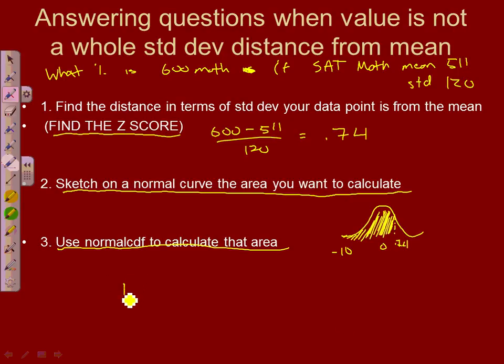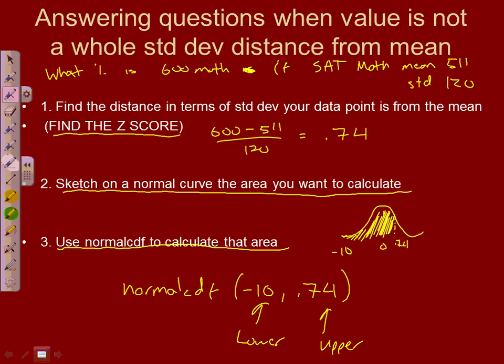So my last step that I'm going to do is I'm going to type in normal CDF. And then my lower will be -10. My upper will be 0.74. And what did I find was the percentage? 77%. I did better than 77% of students. These are the types of problems we're going to do. Okay? Okay, here we go.